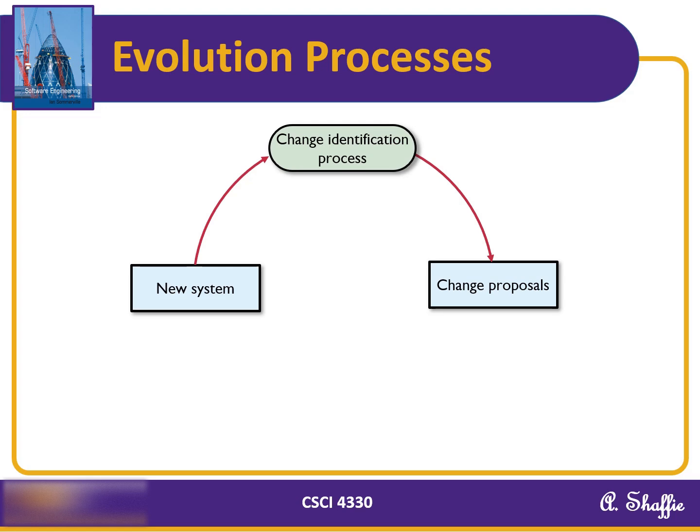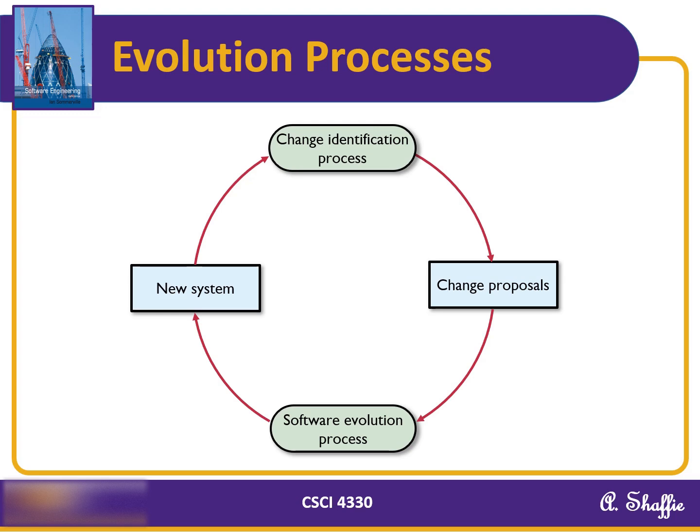These proposals serve as an input for the next process, which is the software evolution process, where the proposed changes are implemented. Once the changes are implemented, the result is essentially a new system. And the cycle begins again. This iterative process ensures that the software continuously evolves to meet changing requirements throughout its lifetime. So this diagram emphasizes what I mentioned in the previous slide, which is that the process of change identification and system evolution are cyclic and continuous throughout the entire lifetime of the system.